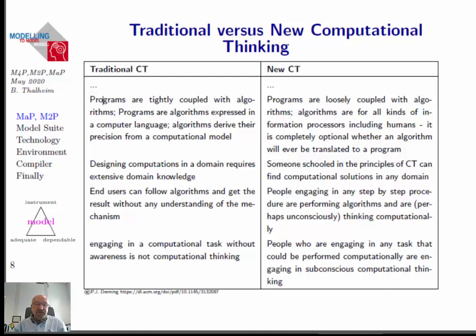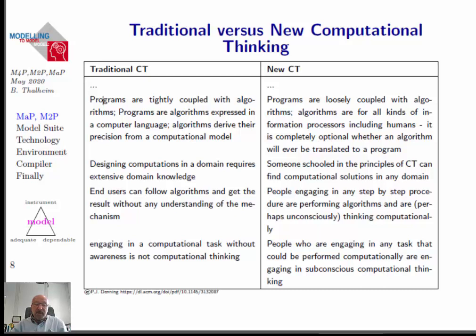The classical traditional thinking was that designing computations in a domain requires extensive domain knowledge. The new way to understand the problem is that somebody schooled in the principles of computational thinking can find computational solutions in any domain. Computational thinking in the classical form is oriented on end users that can follow algorithms and get the results without any understanding of the mechanism.